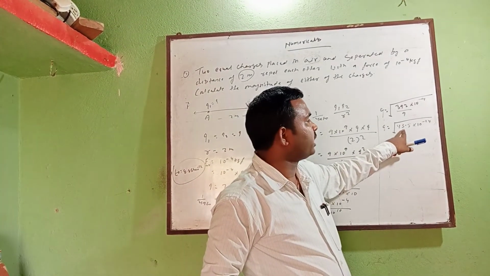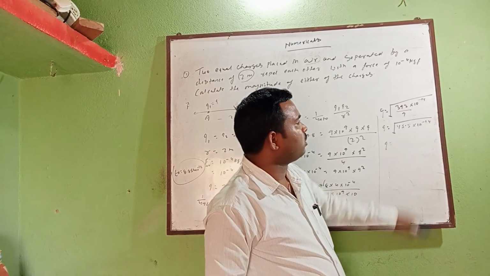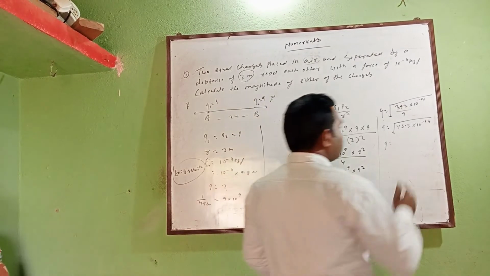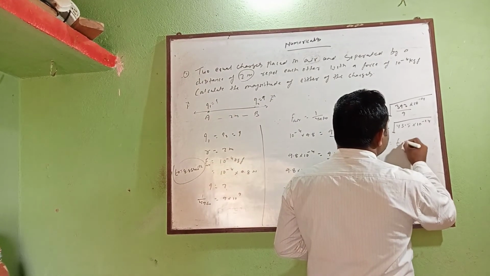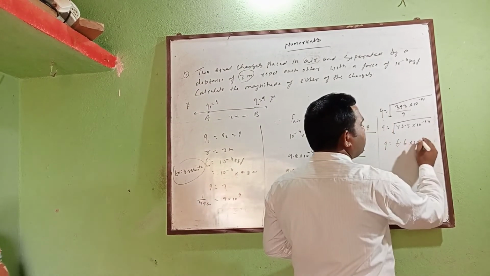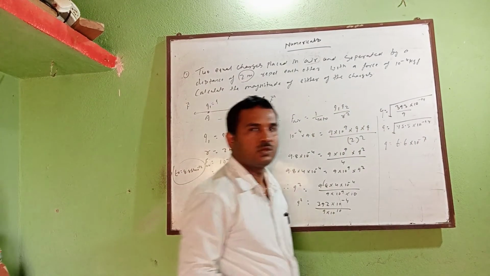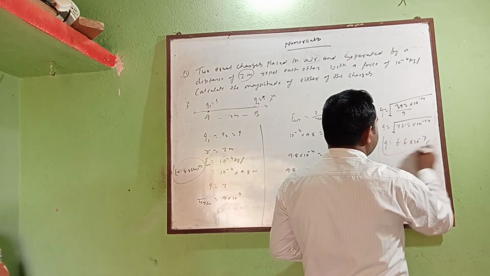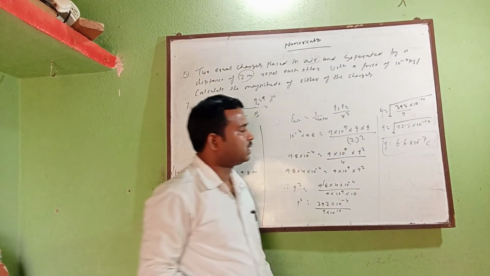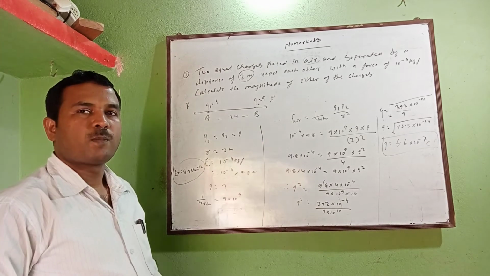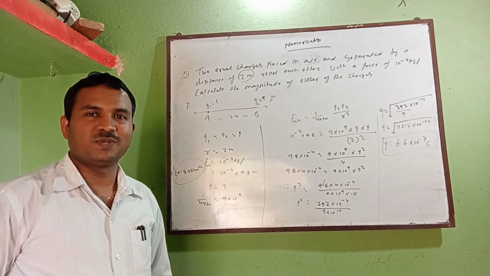Find out the square root, so about 6 6s are 36, that means 6.6 into 10 to the power, which will be halved, so here will be minus 7. And what is the unit of charge? Coulomb. So you can write C. Okay students, I think that you are able to see this. Very good, so you can write this. Thank you.